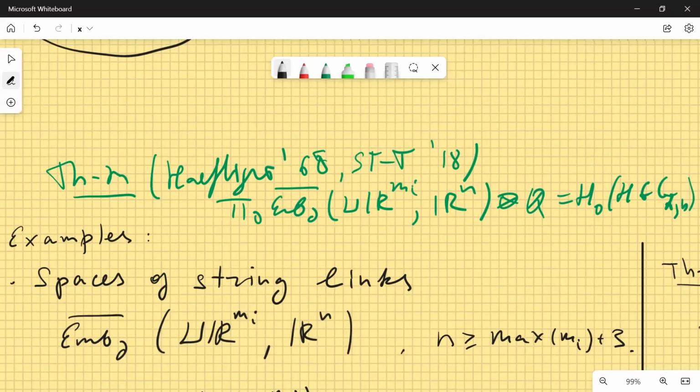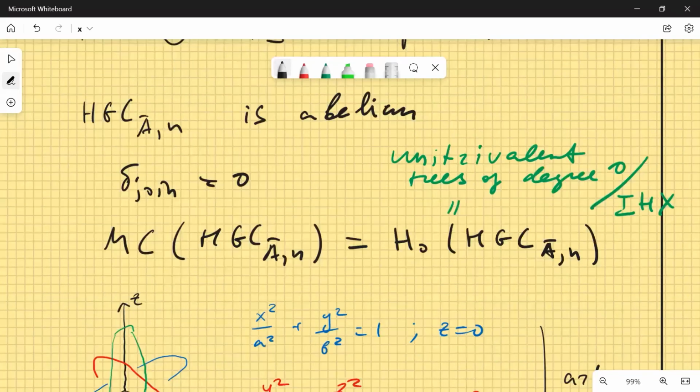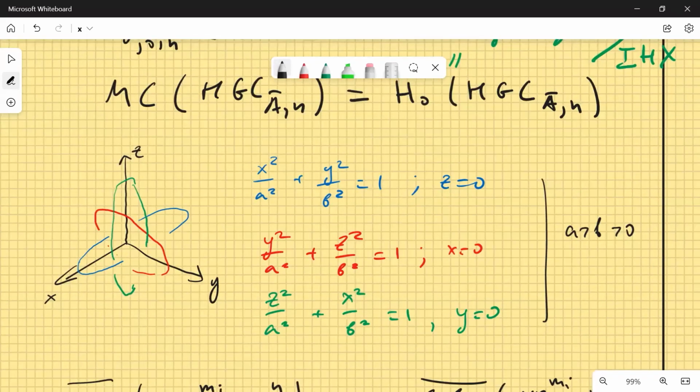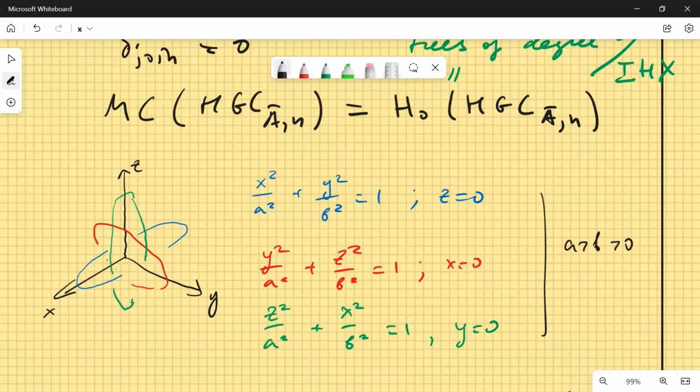Another example is when we look at the Borromean rings. This is an example of spherical Borromean rings, but we can open them up and get Borromean string links. And they're defined by taking R^{m_1} times R^{m_2} times R^{m_3}, right?